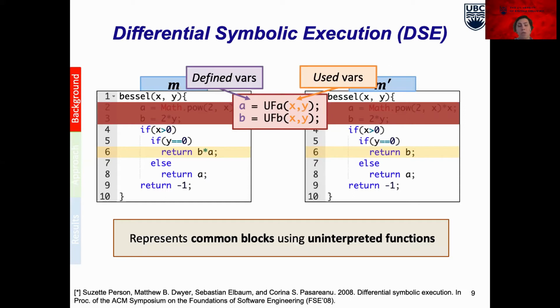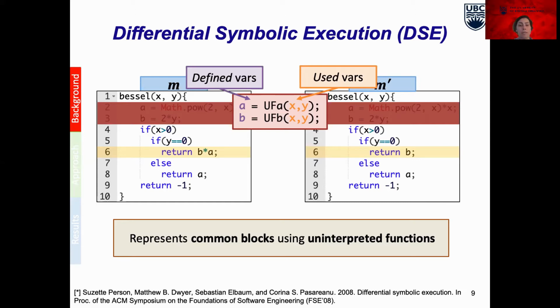In this approach, common blocks are represented by uninterpreted functions. And the rationale is that the uninterpreted function abstracts the internal code representation and guarantees that, given the same input, it produces the same output. In order to do the abstraction, DSE collects all variables that are defined in the block and represents each individual variable with its own uninterpreted function, which accepts as input all variables used in the block.